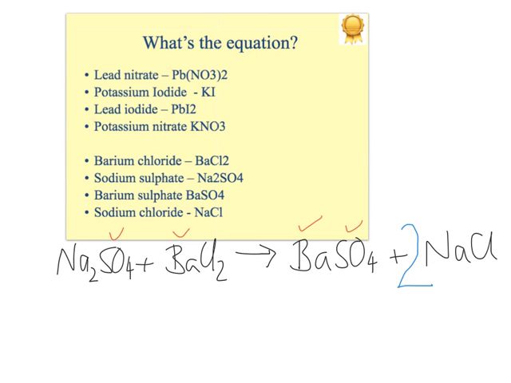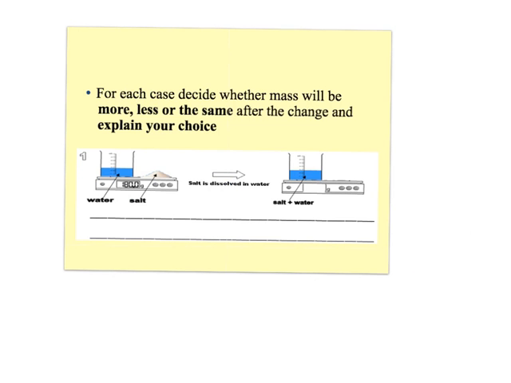You can have a go at the other equation. It's adding lead nitrate to potassium iodide to give you lead iodide and potassium nitrate. So the last few questions just going through what is happening here. So in this first one, is the mass going to be less, the same, or more afterwards?